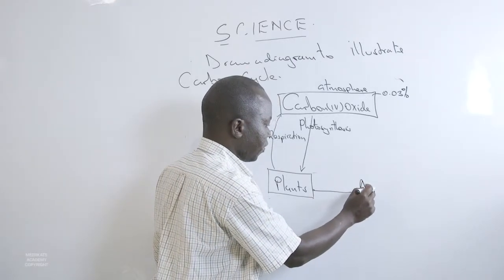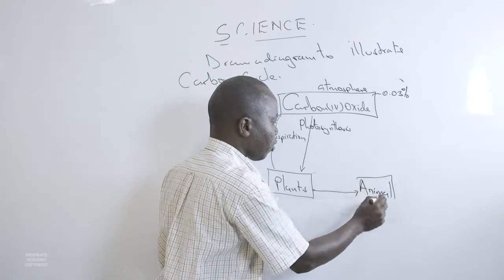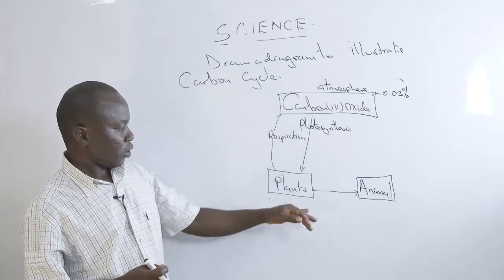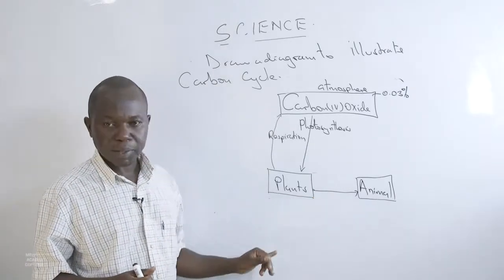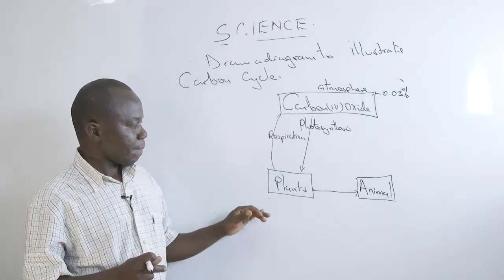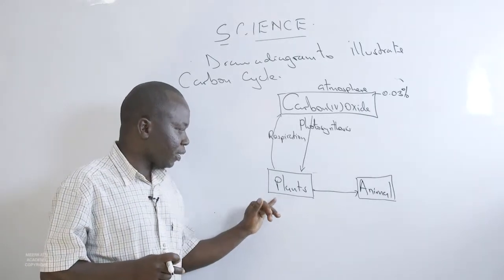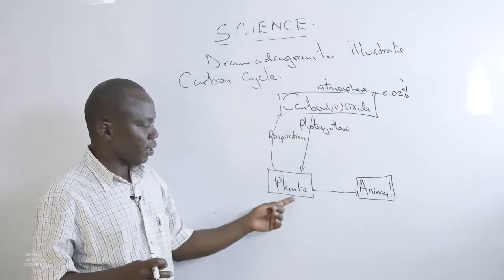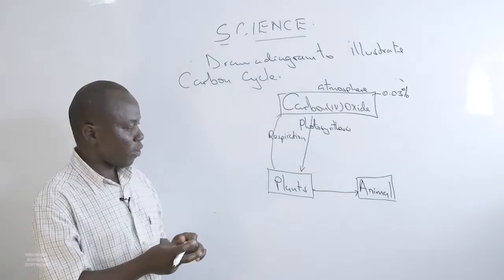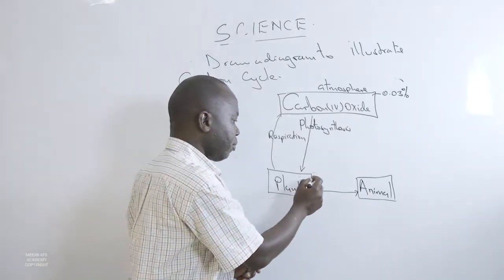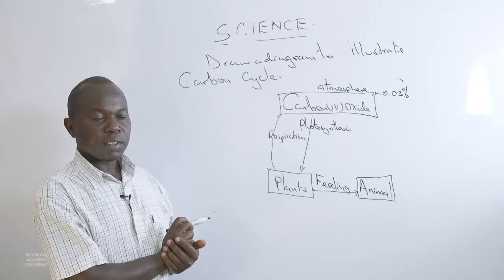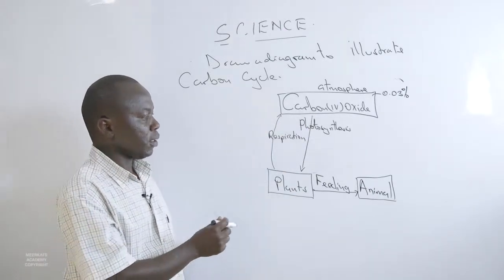Now, some of the carbon will flow, remember that is matter, into animals. So you'll tell me the process by which this carbon can flow from plants to animals. From where you are, you can easily tell how this carbon that is captured in plants will get into the bodies of animals. For animals to get this, it will be by feeding. So when it feeds, it's able to get the carbon.